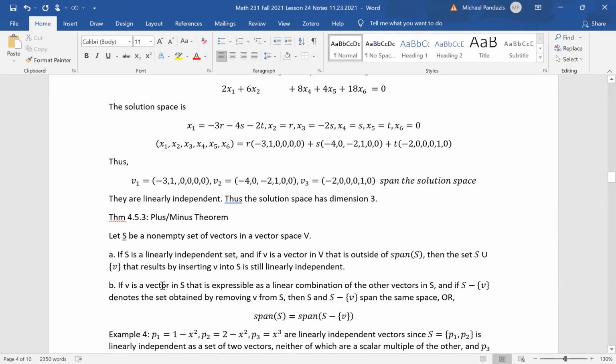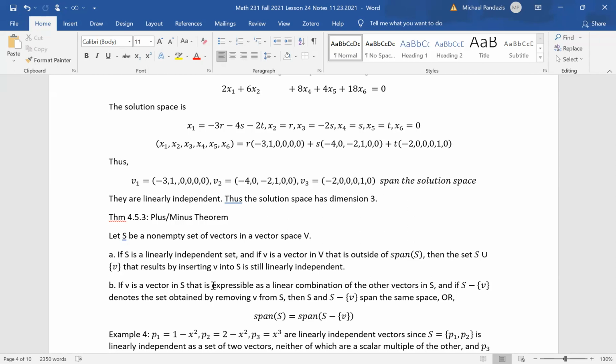And in B, v is a vector in that set S that is expressible as a linear combination of the other vectors in S. So this set S is not linearly independent in part B. So you have a vector v in S that is expressible as a linear combination of the other vectors in S. Okay, and so S minus the set containing v is the set that you get when you remove the vector v from the set S. Then what happens is that S and S minus v span the same set, or the span of S is equal to the span of S minus v.